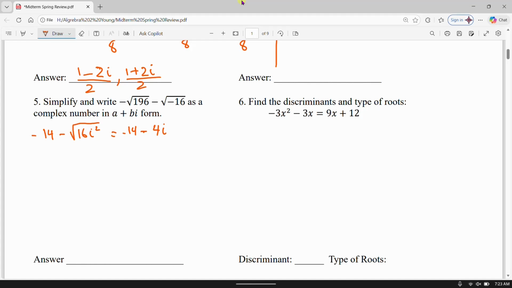Number 6. Find the discriminant and the type of root. We have to make this into ax squared plus bx plus c equal to 0. So now let's move it. I'm going to move 9x, so minus 9x, and it's going to be negative 9x plus 12, so it'll be minus 12.